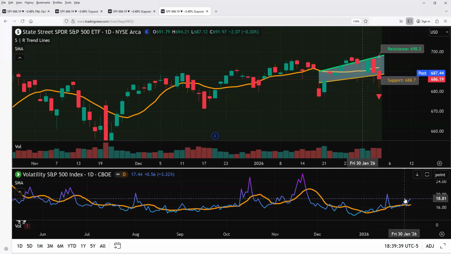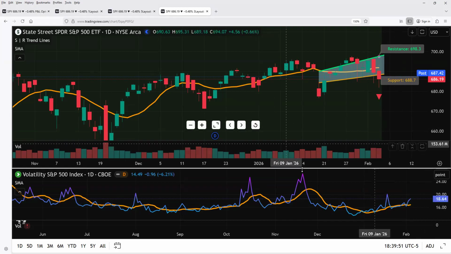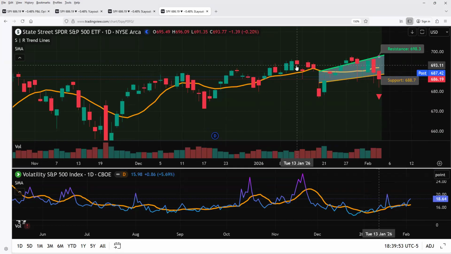There's generally a correlation between volatility and negative moves, usually directly correlated. Not all the time, but in most cases, as you can see here, when it spikes, those usually correspond to negative days.